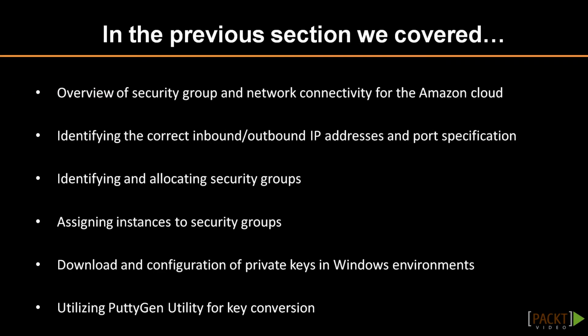In the previous section, we covered the following topics. We talked about the Amazon cloud around security groups, how to set up security groups, and we also talked about how to define the different inbound and outbound IP addresses, as well as port specifications, specifically for the Hadoop instance. We also identified and showed you how to create a security group and assign the security group to an instance. We also showed you how to use the PuTTY utilities to convert a private key for connectivity to cloud instances.